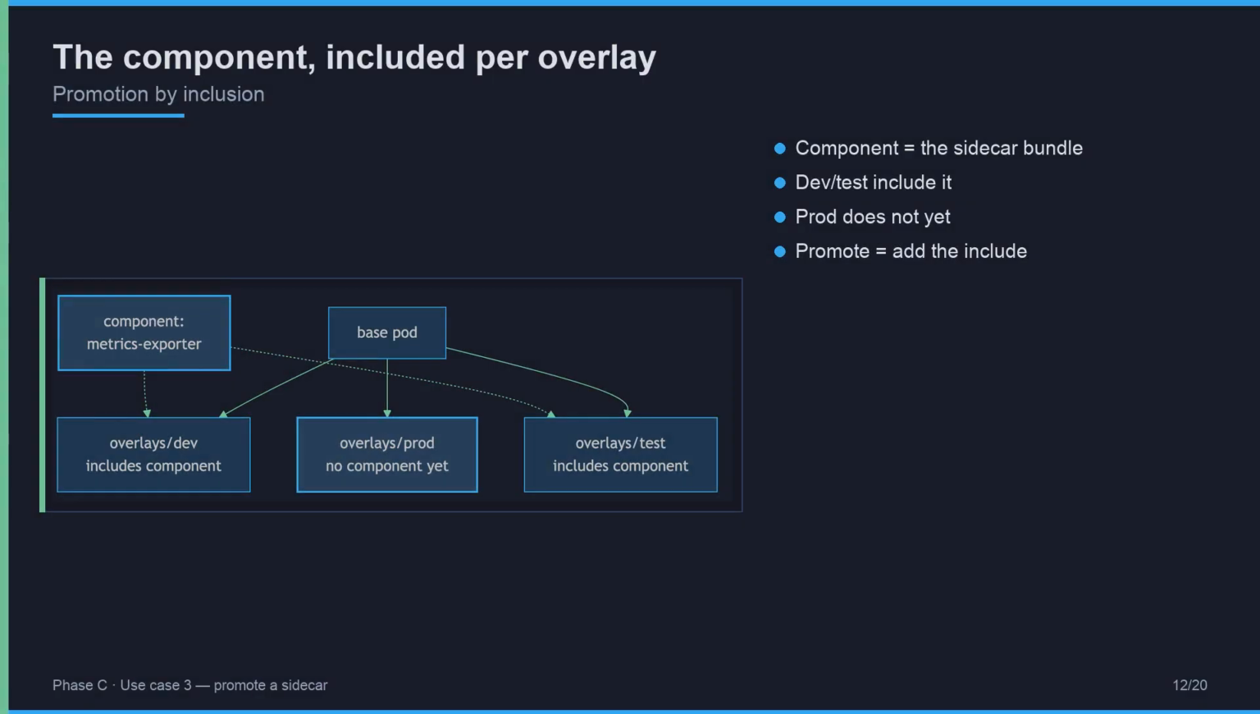See the inclusion. The base pod feeds every overlay. The metrics exporter component is wired into dev and test with a dashed line, those overlays included. The prod overlay has no such line, so it renders without the sidecar. To promote to prod, you draw that one line, add the component to prod's overlay.